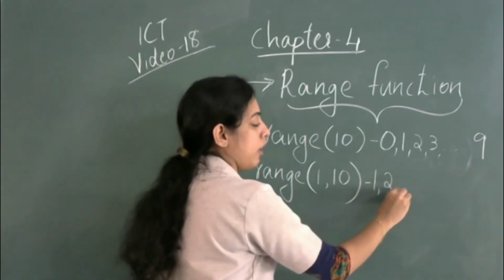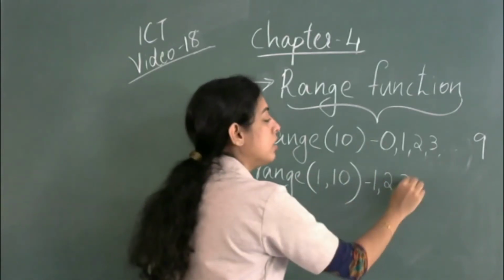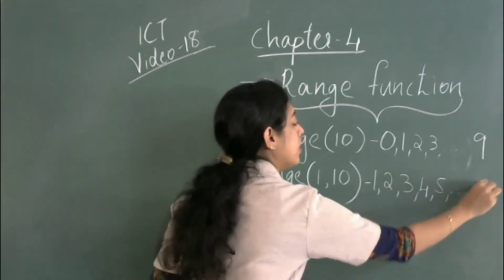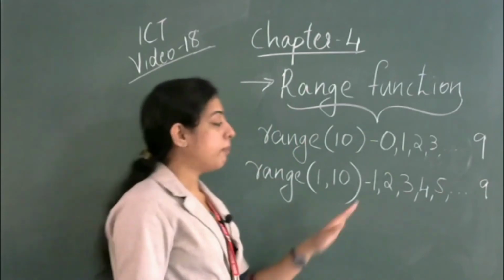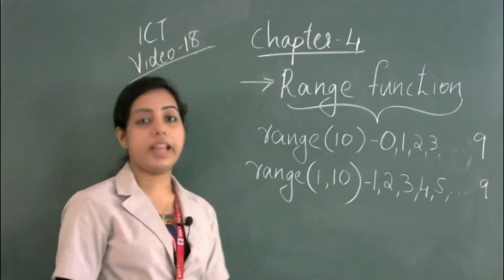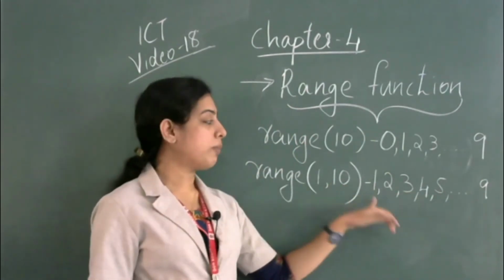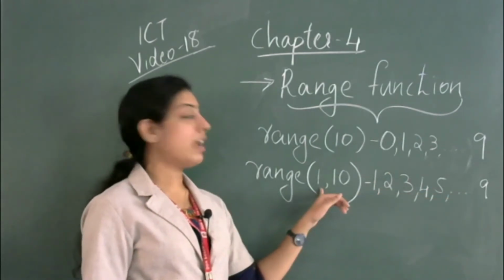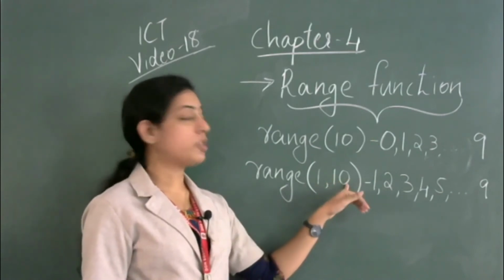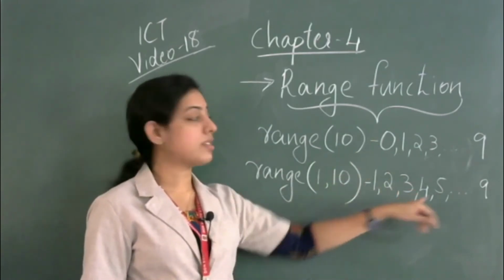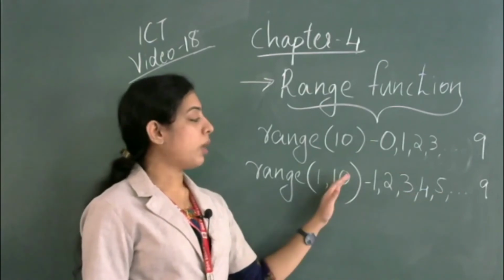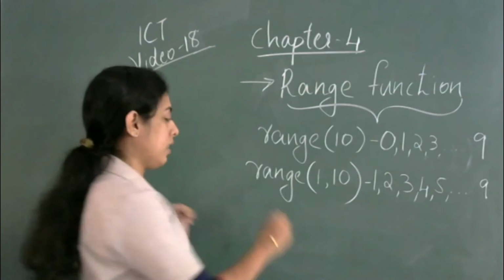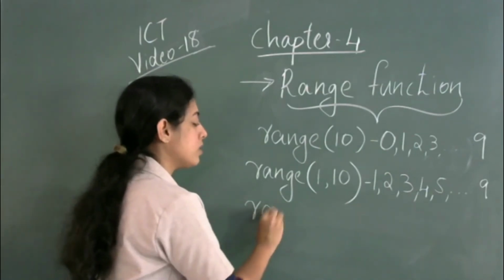Then 1 increment, always 1 increment. 3, 4, 5, etc. up to 9. Okay. Below, 1 less than this 10. So that will be our output. 1 to 9. Because we have specified the starting value here. Then up to 10, 10 is not counted as an output. So up to 10. Okay. 1 to 9. Then the third category. In the third category, what is the difference?